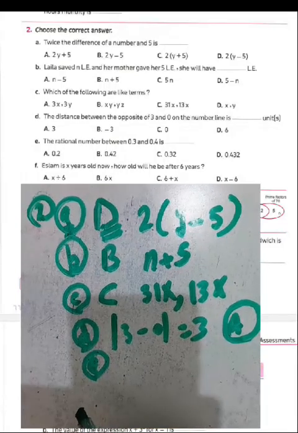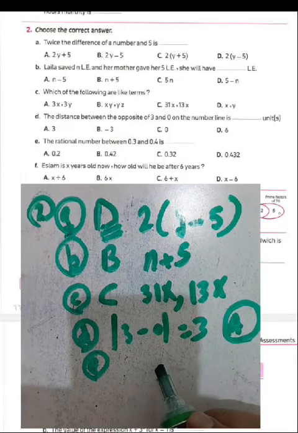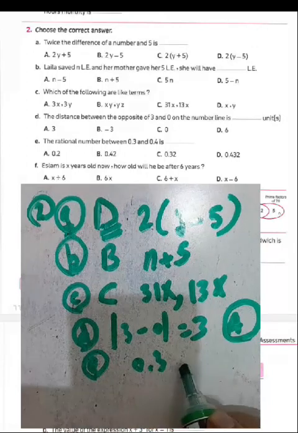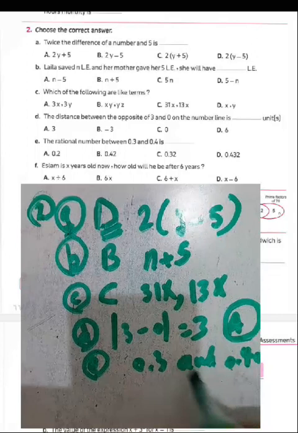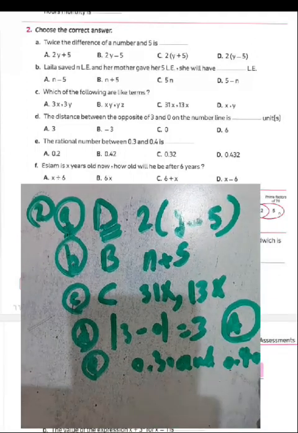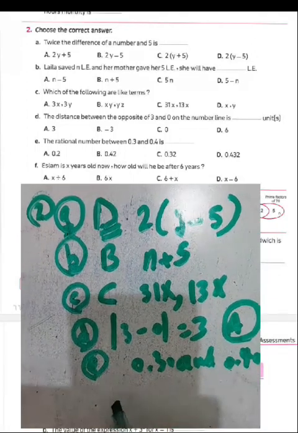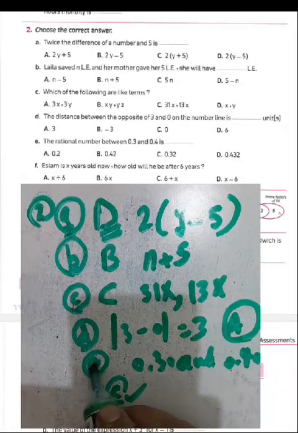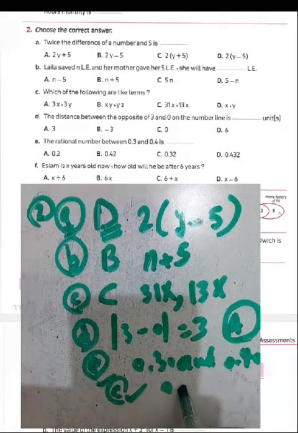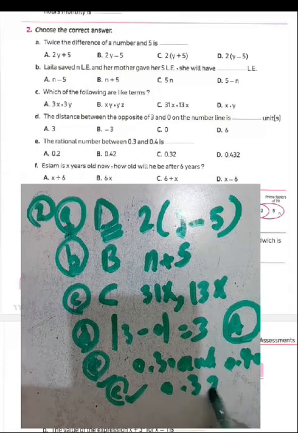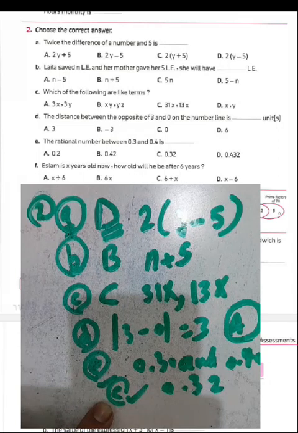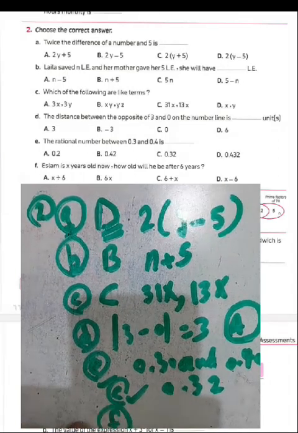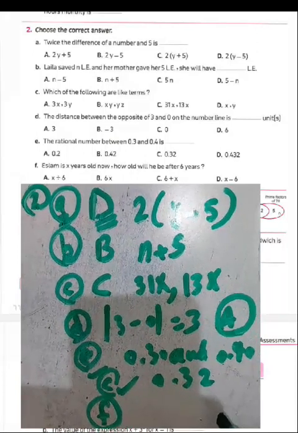Question letter E. The rational number between 0.3 and 0.4, we can write 0 on the right-hand side to make equal parts between 0.3 and 0.4. Then we must choose 32 hundredths. Choose letter C about this example, 32 hundredths. Question F. Islam is X years old now.